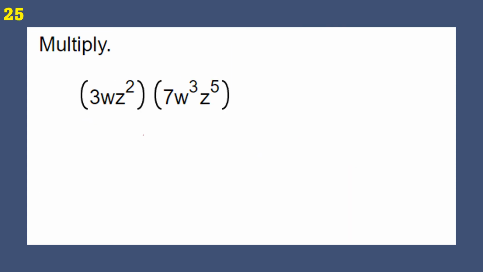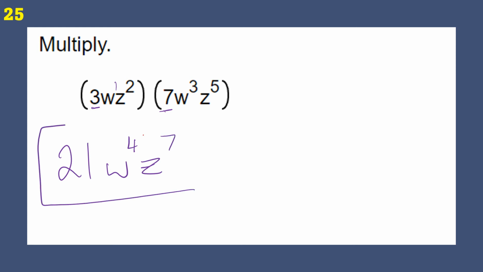Multiplying two monomials isn't too bad because we're going to multiply each piece separately. In other words, I'm going to multiply the 3 times the 7 to give me 21. I'm going to multiply the w's together, so I have a w with an exponent of 1 and an exponent of 3, so that's total w's of 4. And then we have z's, and so there's 2 and 5, so a total of z to the 7th. So this is my combination.